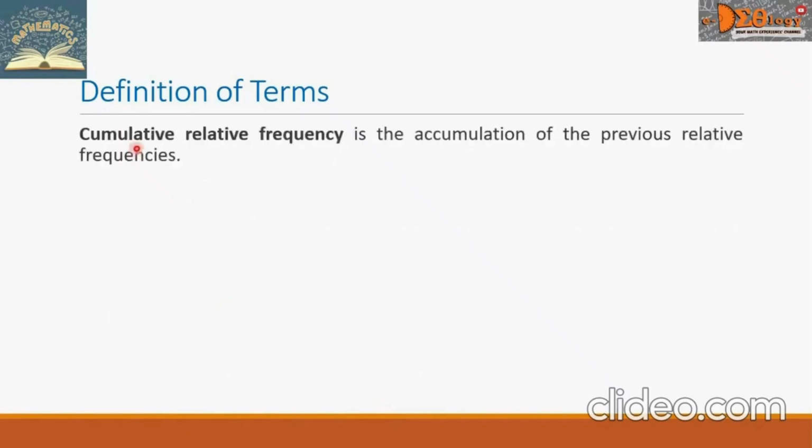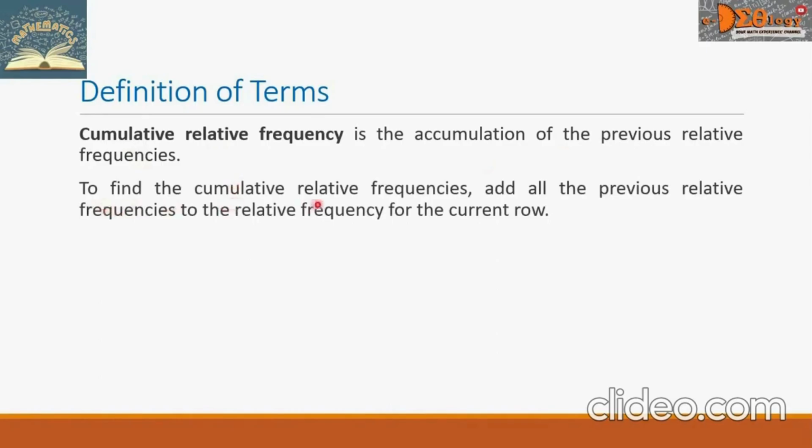The next term is cumulative relative frequency. It is the accumulation of the previous relative frequencies. To find the cumulative relative frequencies, add all the previous relative frequencies to the relative frequency for the current row. And the last term is grouped data. In this case, the data is grouped into classes.